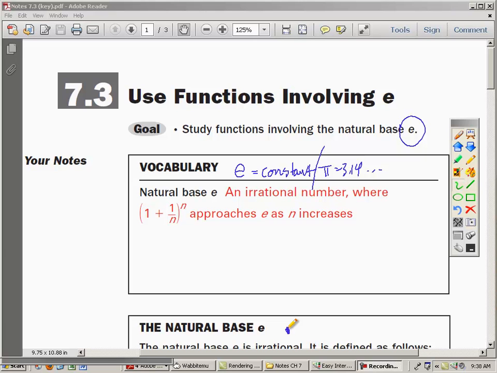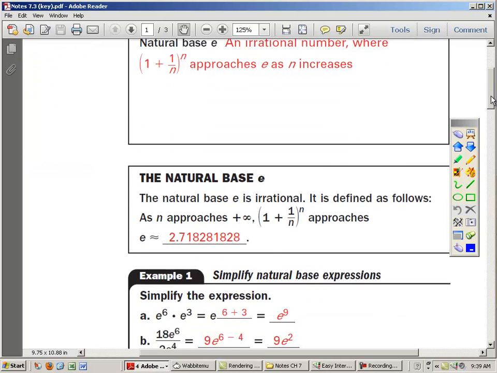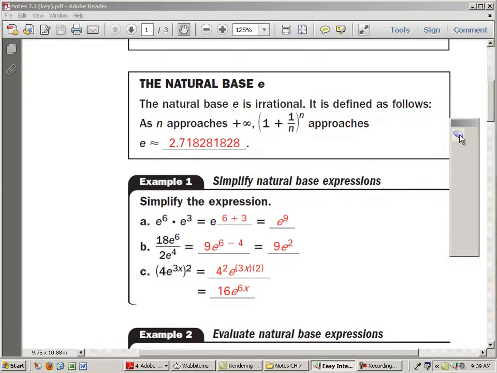Again, irrational means non-terminating and non-repeating, where 1 plus 1 over n to the n power approaches e as n increases. So as n goes to infinity, this expression moves to some number e. And again, that e is a constant that we'll use mathematically throughout the rest of this chapter and further.